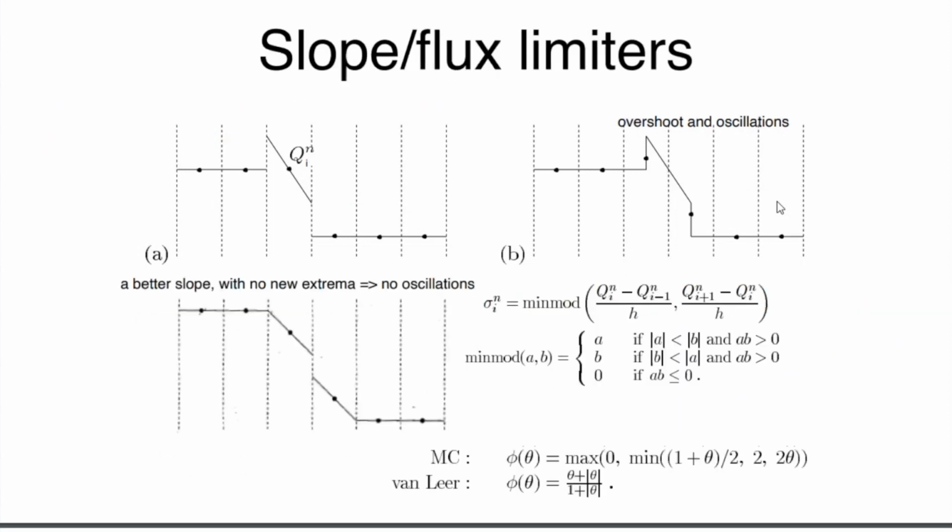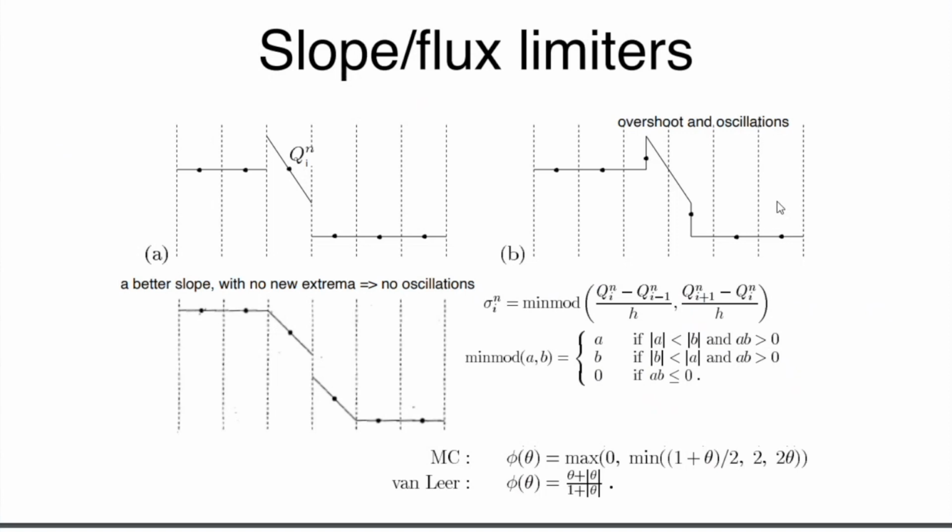Okay. So this is the problem case that I just showed. Now here is another case, which is not the same problem, where reconstruction does not introduce new extrema. It was monotonic previously, and after reconstruction, it's still monotonically decreasing.